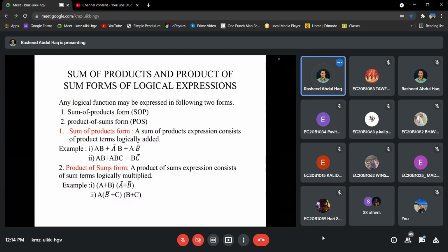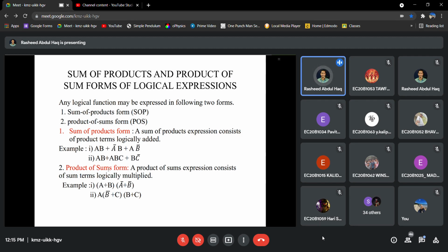So we have two types, sum of products and product of sum. It's just what the name indicates: the sum of the products. You can see in the example under sum of products, the inputs are grouped as products and then added. That is AB plus A bar B plus AB bar.